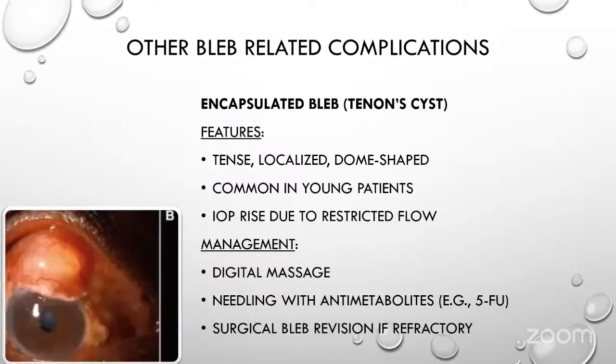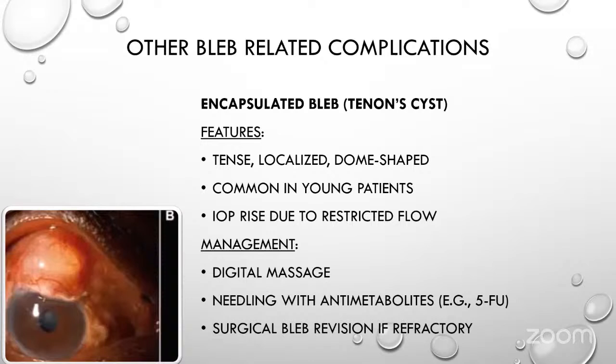So other bleb-related complications that we may see post-trabeculectomy include things like encapsulated bleb, also referred to as Tenon cyst. Features: why does it appear? Tense, localized, dome-shaped in appearance, common in younger people because of the increased risk of fibrosis and failure rate. IOP rise due to restricted flow. There's restricted posterior flow of the aqueous, and so it restricts the extent to which the aqueous can diffuse, and of course, pressure control is minimal.